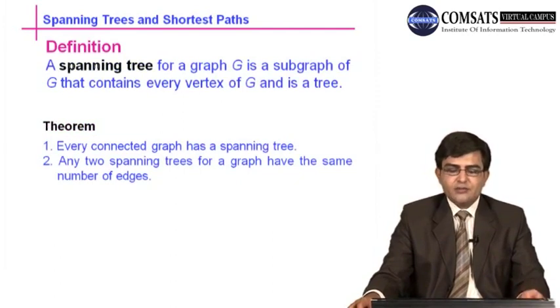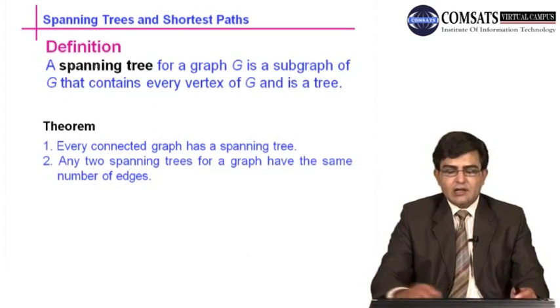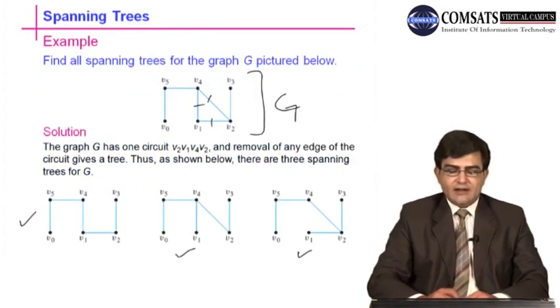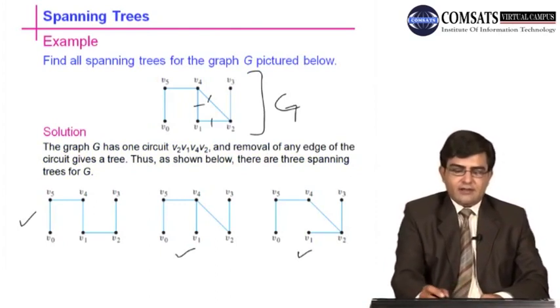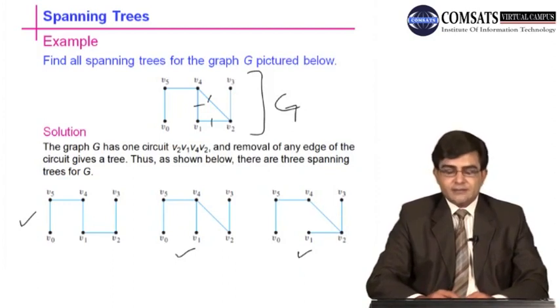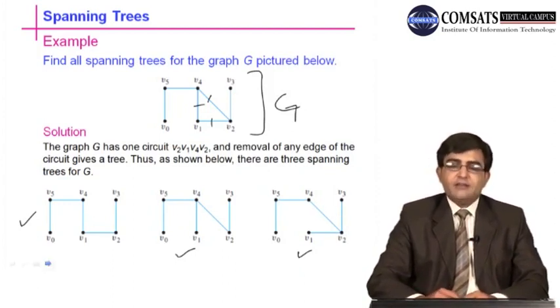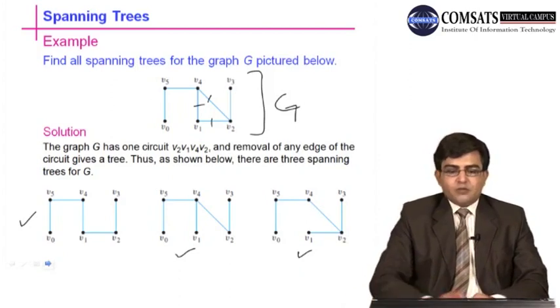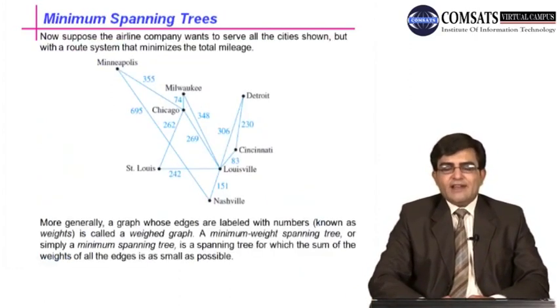And the second result: any two spanning trees for a graph have the same number of edges. Now you can see that all these three spanning trees have 5 edges: 1 2 3 4 5, 1 2 3 4 5, 1 2 3 4 5. So all these spanning trees we obtain from the same graph, therefore they must have the same number of edges, and it is true in this example. Now what is the minimum spanning tree?